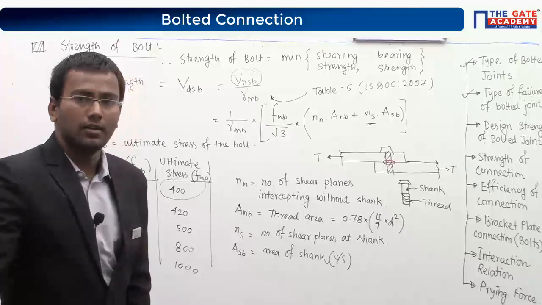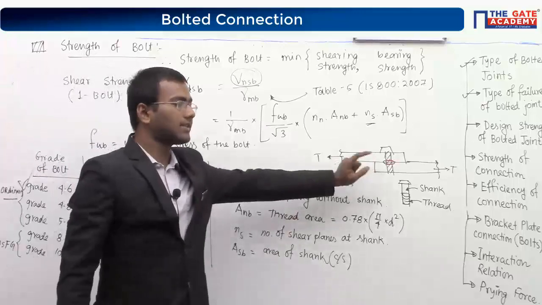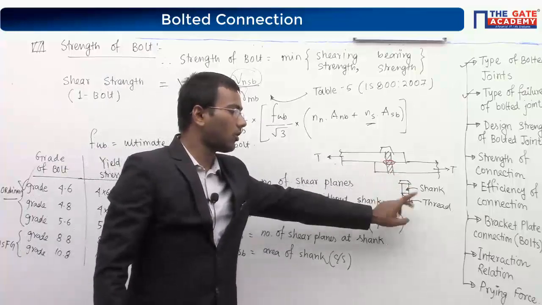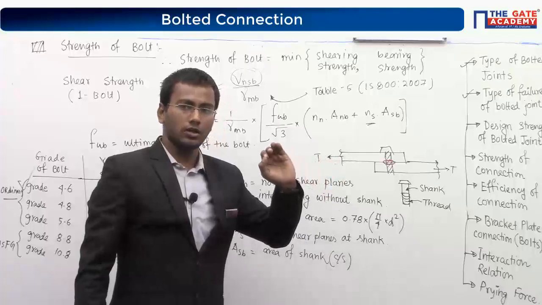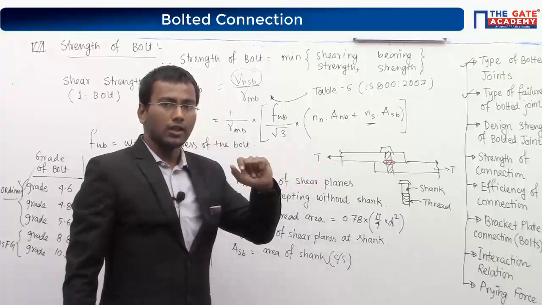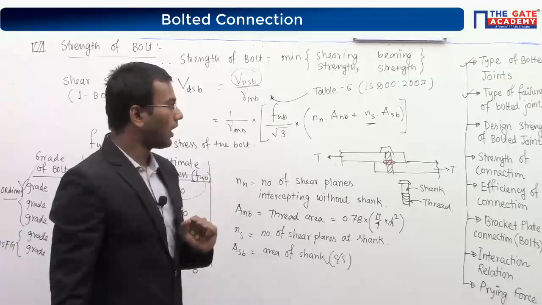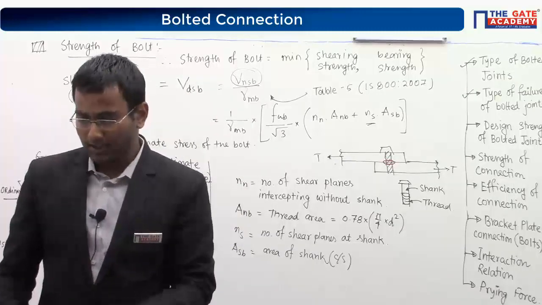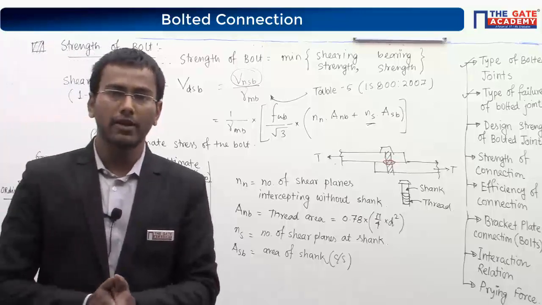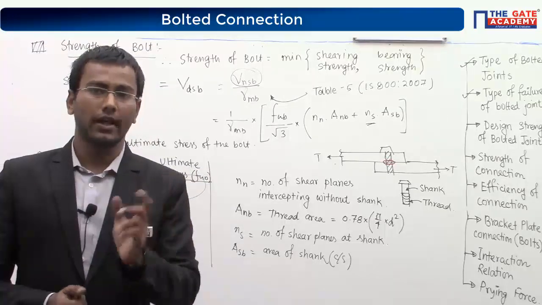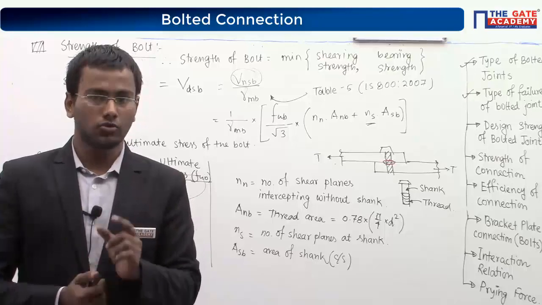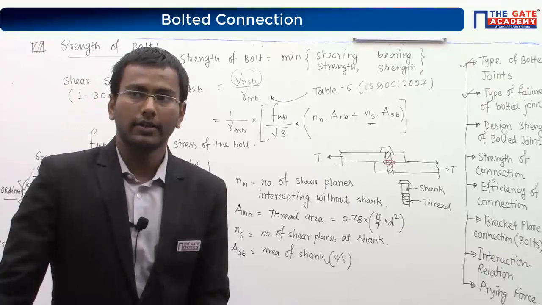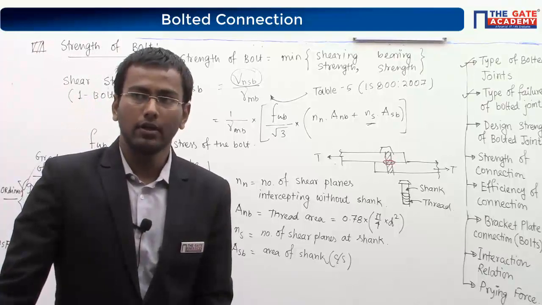So this is for a single or simple lap joint concept. Only one shear plane is present. This may be either in the shank portion or in the thread portion. If it is not given in your question, tell me where should I consider the shear plane. I repeat, suppose in your given question it is not mentioned where the shear plane is lying. So what should I consider, shank area or thread area? Tell me. Correct, thread. It will be at the thread.